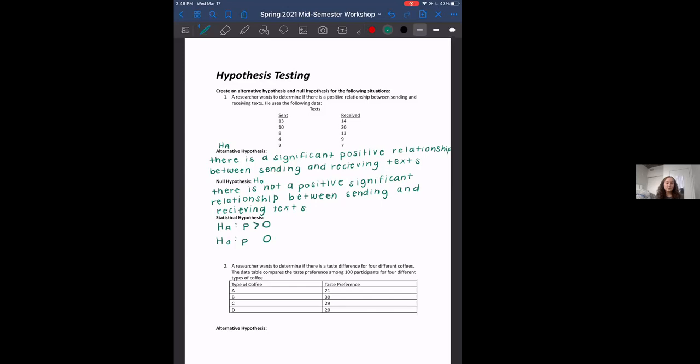So what about for the null hypothesis? What should we put? So should we put less than, or should we put equal to? It would be equal to. Yes, good. So P is equal to 0 because there's no significant relationship, right? So does anyone have any questions on that?